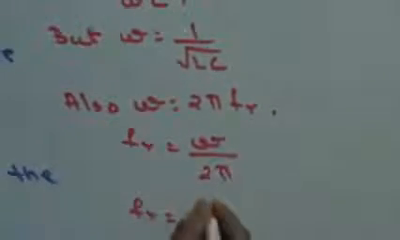Omega is 1 upon root LC. Wait, some mistake somewhere. Fr is going to be nothing but omega upon 2 pi. So fr is going to be nothing but 1 upon 2 pi root LC. Fine. So I have my resonance frequency. This is going to be your resonance in a parallel circuit. So at resonance in a parallel circuit, no current is drawn from the source, and the resonance frequency can be found by using the formula 1 upon 2 pi root of LC.